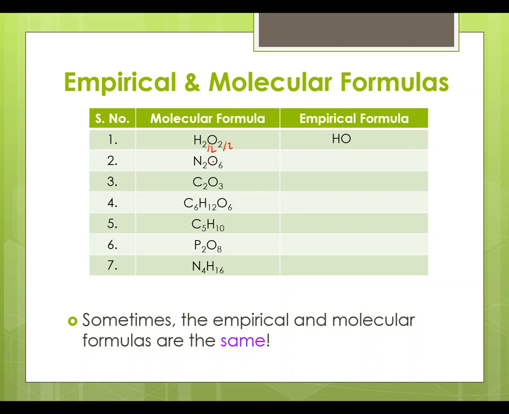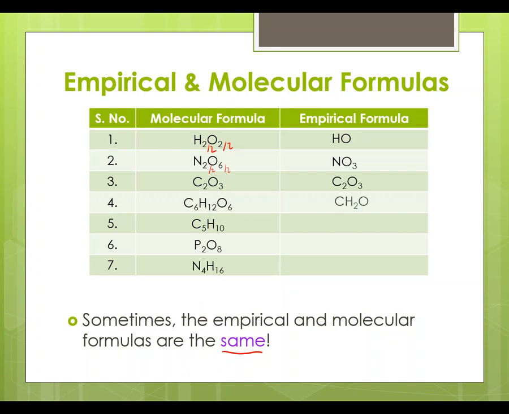How about dinitrogen hexoxide here? What's the common factor with them? It's a 2, so if we divide them both by 2, we should get NO3. How about C2O3, dicarbon trioxide? What's the empirical formula for that one? This one's the tricky one. Yes, it's the same. It goes right here. Sometimes they are the same. If they don't reduce, they end up being the same. In that particular case, it is the same because you can't reduce it any farther.